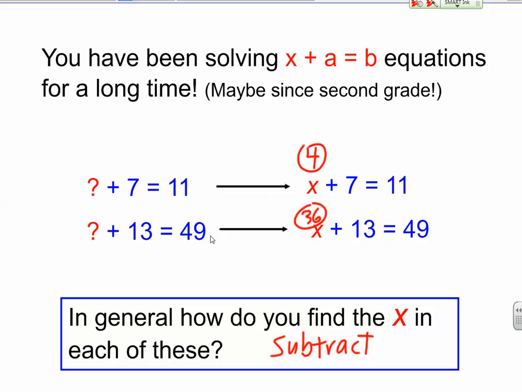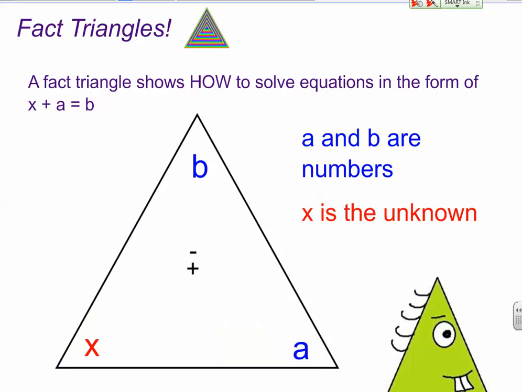What number plus 13 is 49? Well, I just replaced the question mark with an x, and I know that 49 minus 13 is 36, so 36 plus 13 is 49. In general, you just subtract to solve an addition equation. So the fact triangle shows you how to solve equations in this form.